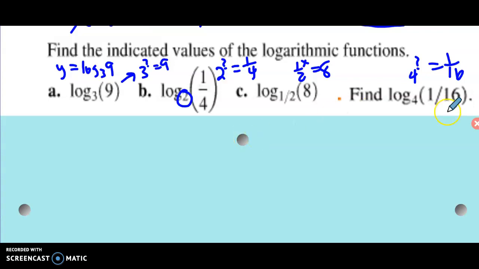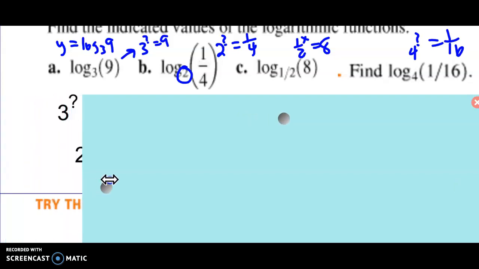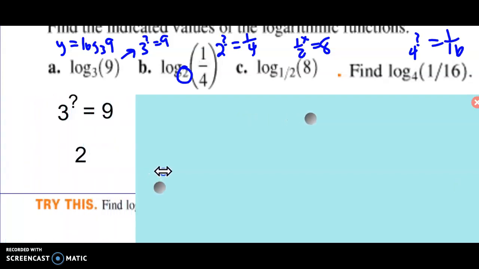All right, take a second and see if you can evaluate those logs. You can pause me, of course. Okay, so log base 3 of 9. 3 to what power equals 9? 2.